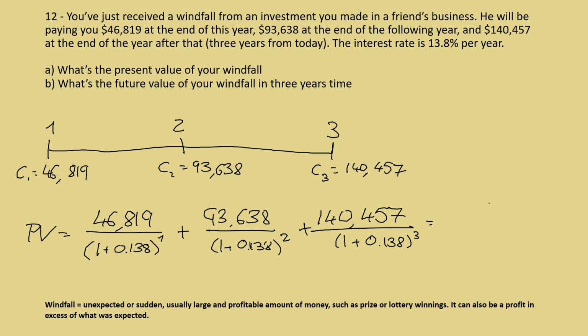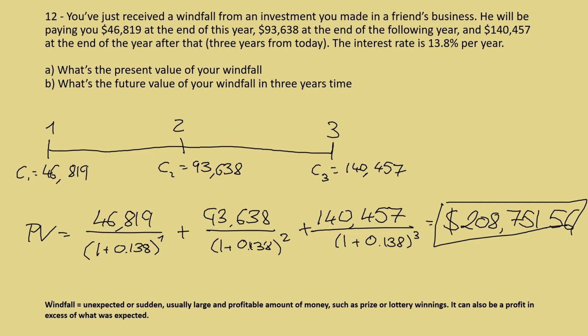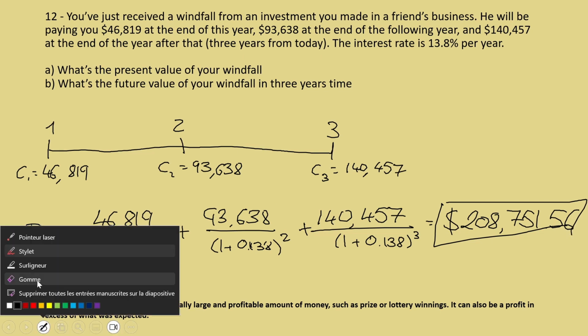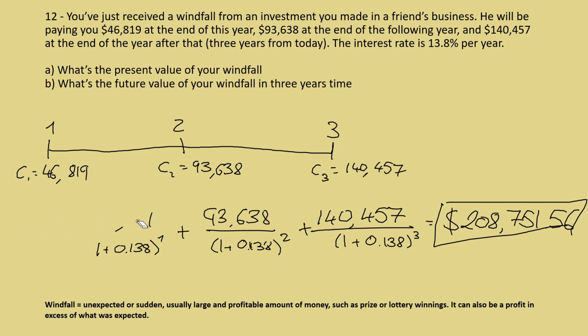Excellent. Now, if you plug this into the calculator, you should get that the present value is equal to 208,751.56. What this result means is that the stream of cash flows from the investment you made is worth this amount of money today, 208,000. Okay? Right, excellent.